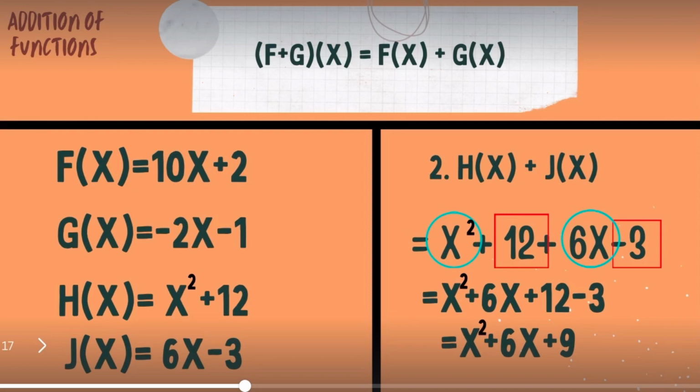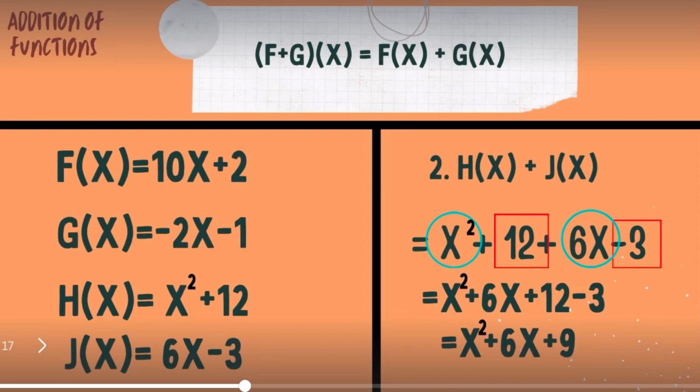h of x is equal to x raised to 2, or x squared, plus 12, and then j of x is equal to 6x minus 3. All we have to do is put them together. But here's the thing: when adding with some exponent, we have to rearrange them from the highest exponent to the lowest, until there is no variable anymore.